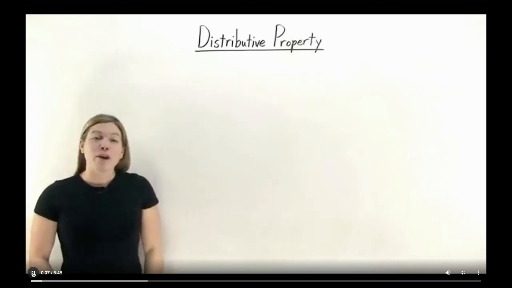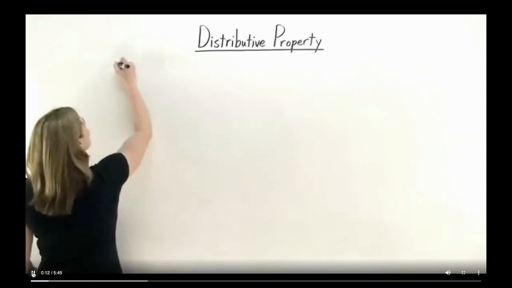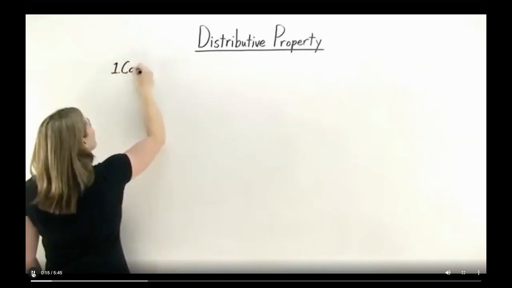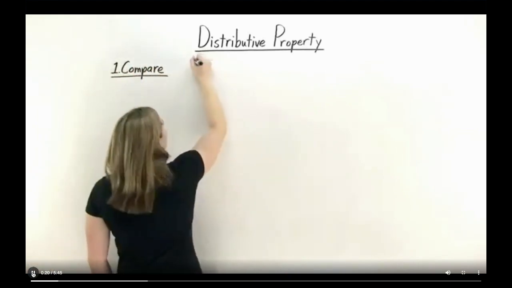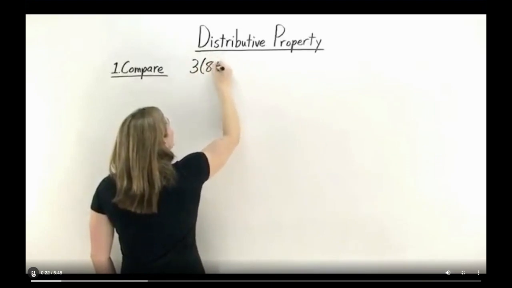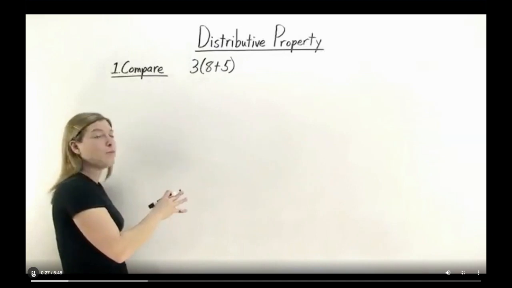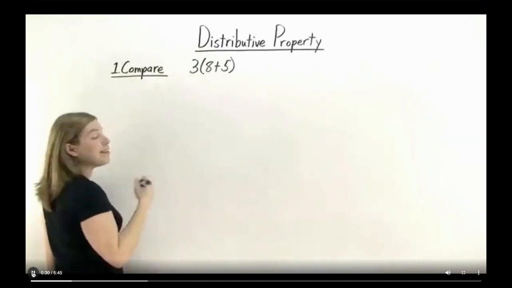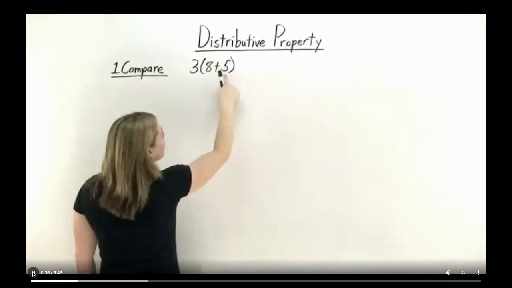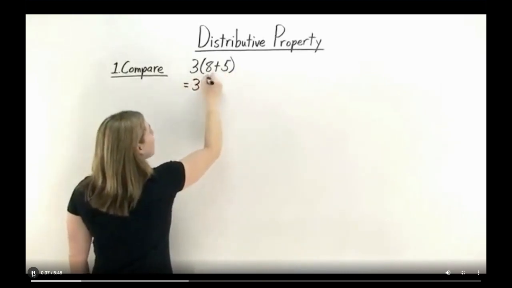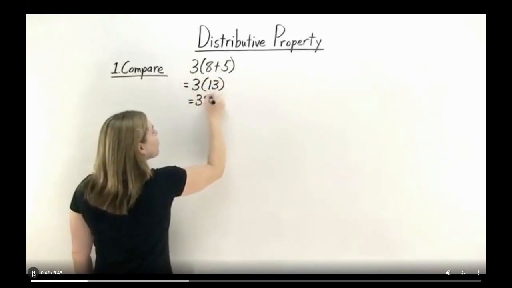The distributive property is a rule that helps us rewrite certain expressions. To help us learn about the distributive property, let's start by comparing 2 expressions. Let's take a look at the first expression: 3 times the quantity 8 plus 5. Let's simplify this expression first. To simplify, we follow the order of operations, and since we have parentheses, we simplify what's inside first. So we take 8 plus 5, which gives us 13. Then we take 3 times 13, and that gives us 39.